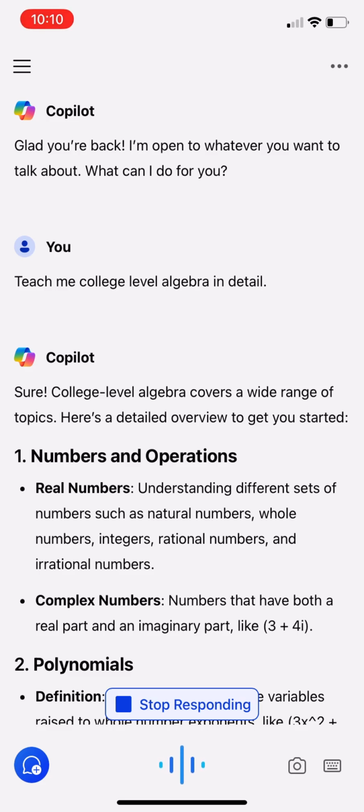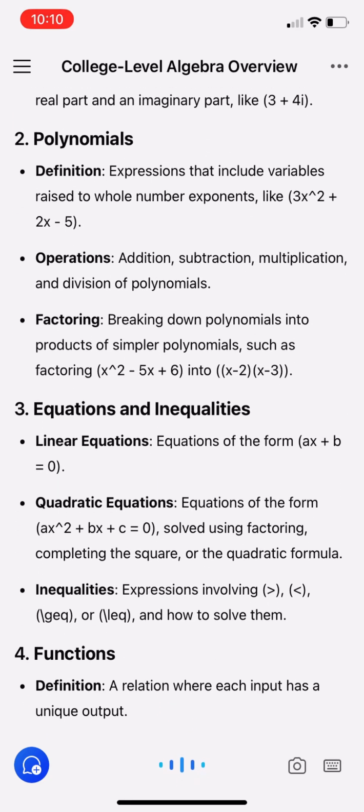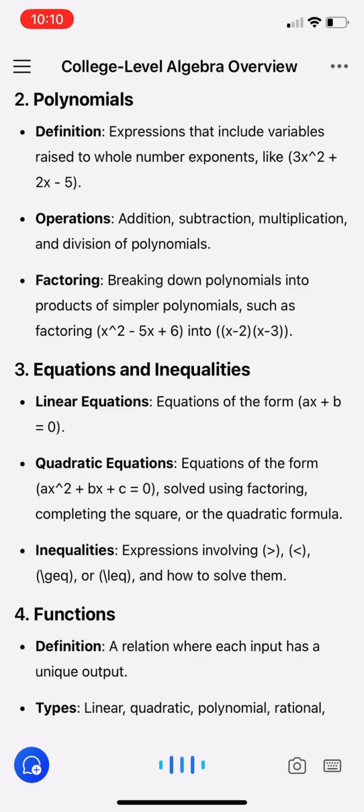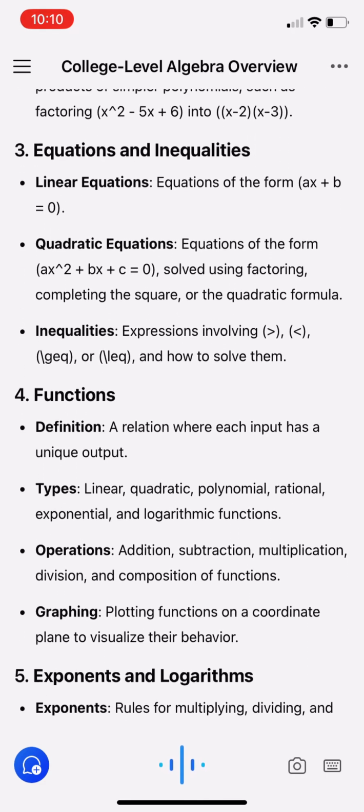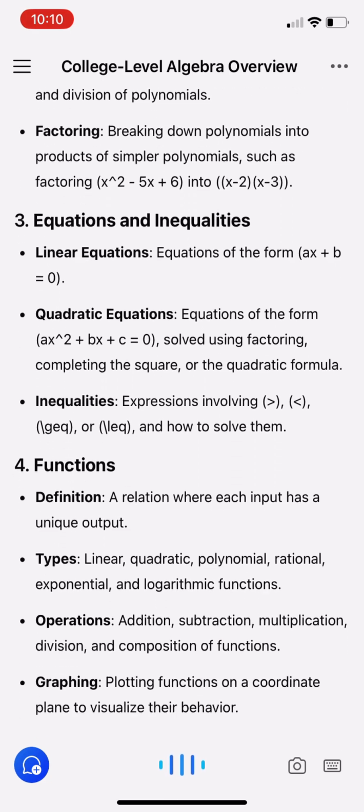2. Polynomials. Definition: expressions that include variables raised to whole number exponents, like 3x squared plus 2x minus 5. Operations: addition, subtraction, multiplication, and division of polynomials. Factoring: breaking down polynomials into products of simpler polynomials, such as factoring x squared minus 5x plus 6 into (x-2)(x-3). 3. Equations and inequalities.